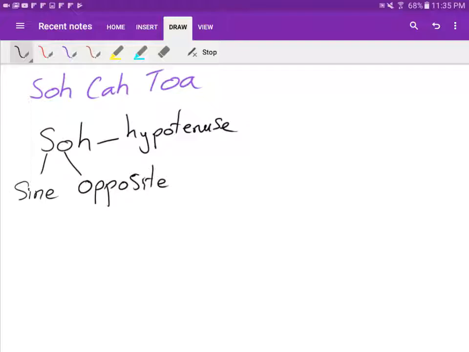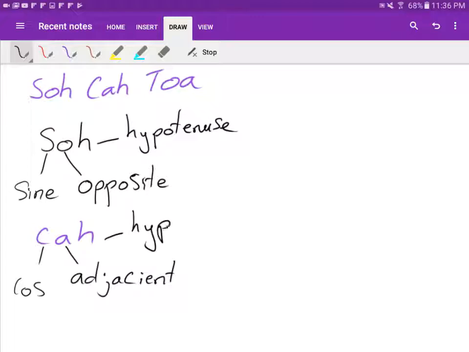All right. For CAH, C stands for cos, A stands for adjacent, and H again stands for hypotenuse. Okay. Now, TOA.